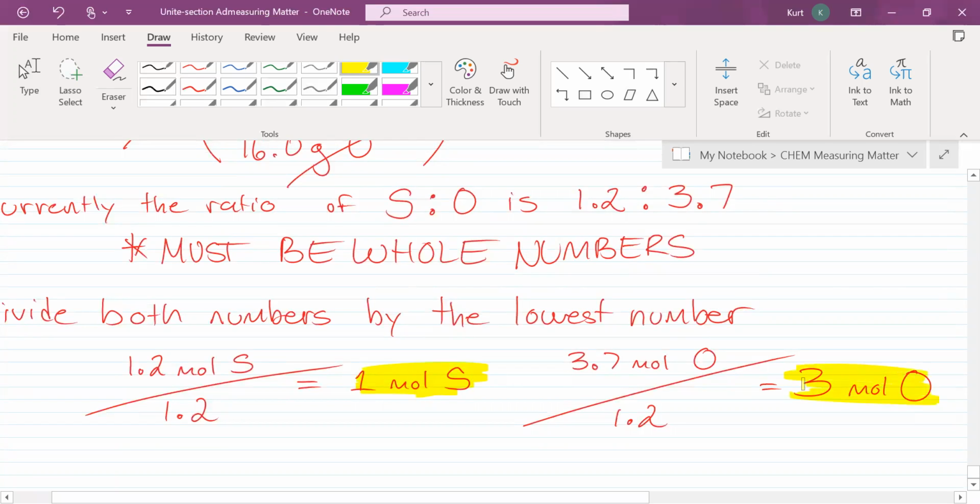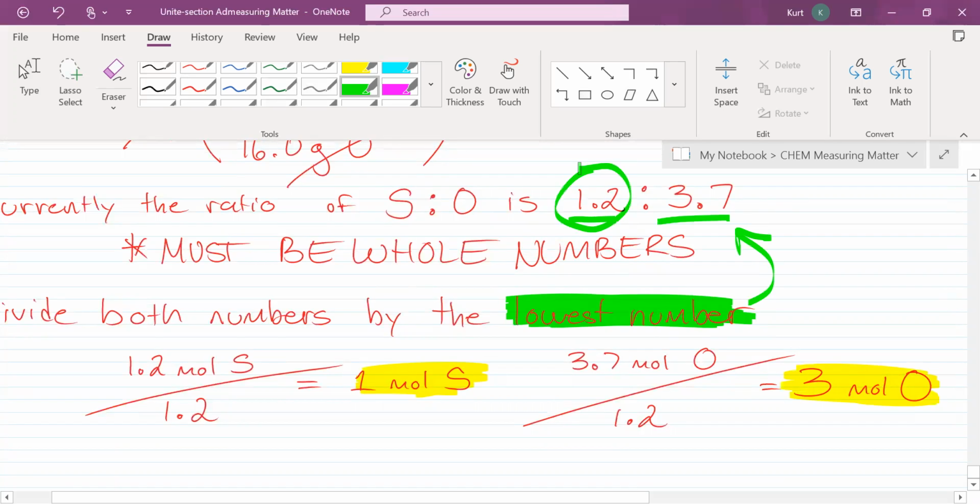So if I were a sophomore in high school taking this, and chemistry is not my strongest suit, you might get a little lost right here. All right, what lowest number? The lowest number between these two. Is it this one or is it that one? It's obviously 1.2. 1.2 is the lower of the two. So you're going to divide both of them by 1.2.